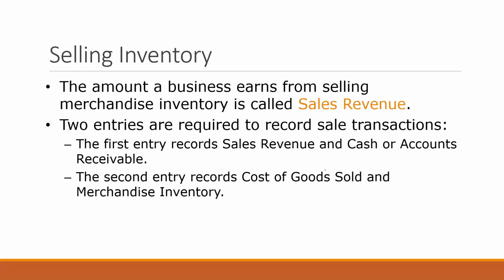When we sell inventory, we generate revenue. We are going to record sales revenue, and then we either receive cash or accounts receivable. Every time you sell a piece of inventory, there are 2 journal entries that have to happen. The first entry records the sales revenue, and the second entry removes the inventory from our records and records the cost of goods sold.